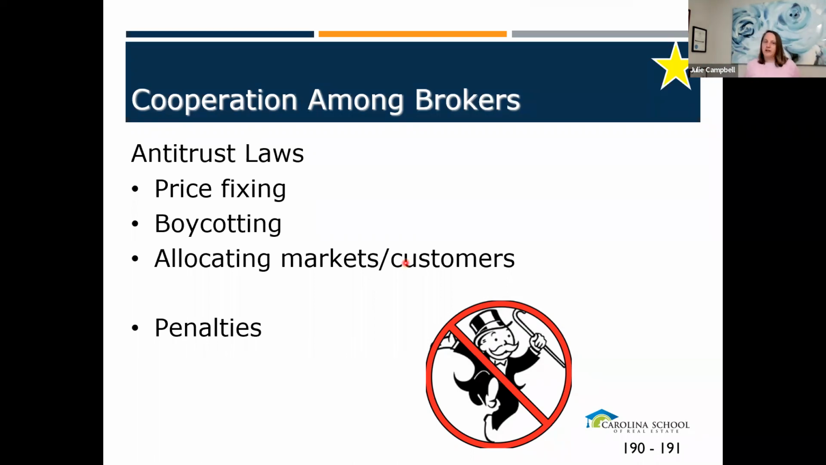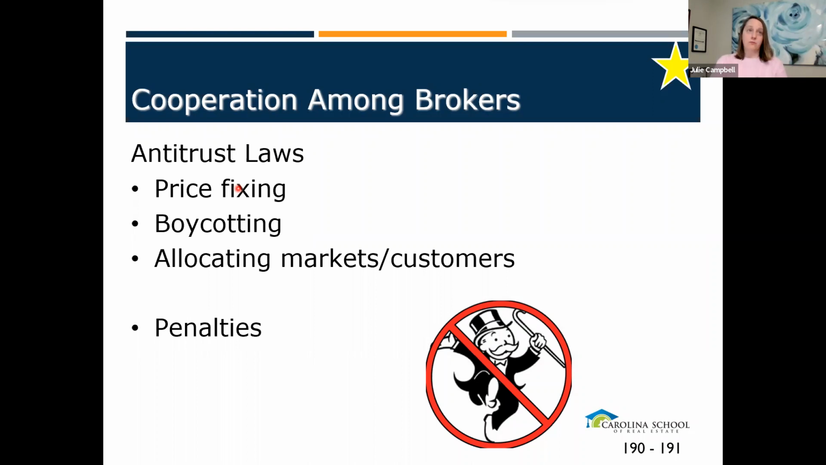So a couple specifics that we cannot do. We cannot price fix. Your firm determines how much commission they expect to collect when this transaction is over. The firm decides the commission. It doesn't come from the local board of realtors. It doesn't come from the North Carolina Real Estate Commission. It is a firm policy, how much they're going to charge and how much they're going to give you, what your split is going to be.